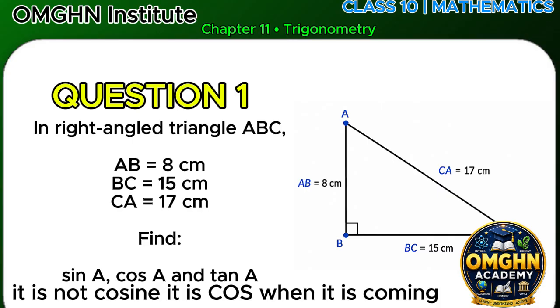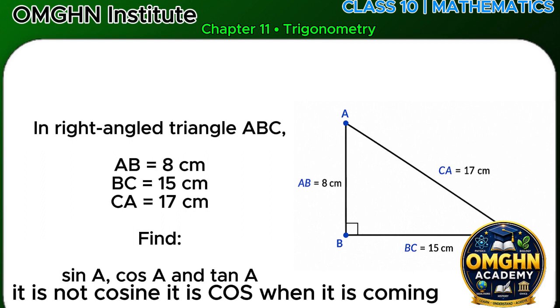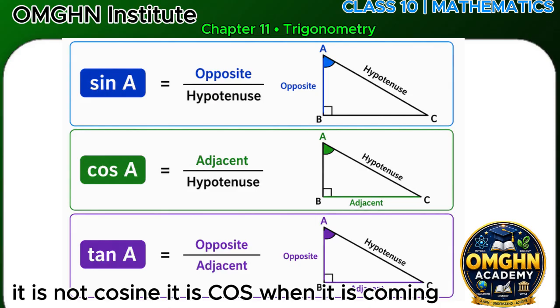Now, our reference angle is angle A. With respect to angle A, the opposite side is BC. Therefore, the opposite side is 15 centimeters. The adjacent side is AB, which is 8 centimeters. And the hypotenuse is AC, which is 17 centimeters. Now, students, remember the three important formulas. Sine is opposite divided by hypotenuse. Cosine is adjacent divided by hypotenuse. And tangent is opposite divided by adjacent.